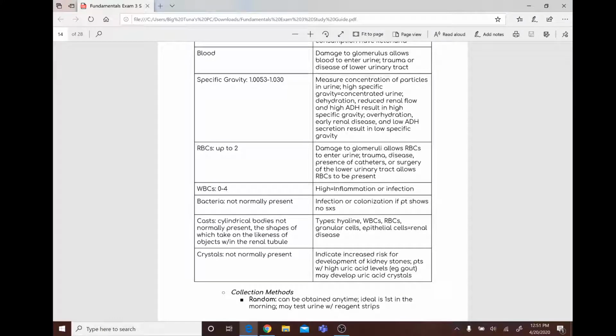What are the normal values of white blood cells in urinalysis? 0 to 4. What are the normal values of bacteria in urinalysis? Not normally present. What are the normal values of casts in the urinalysis? Not really there. What are the normal values of crystals in urinalysis? Not normally present.